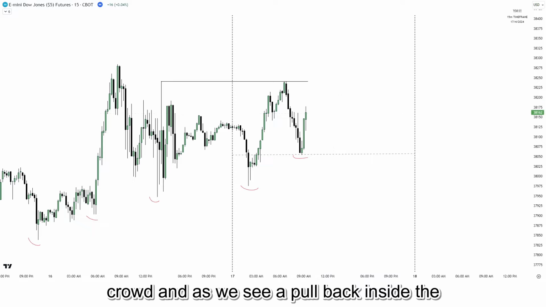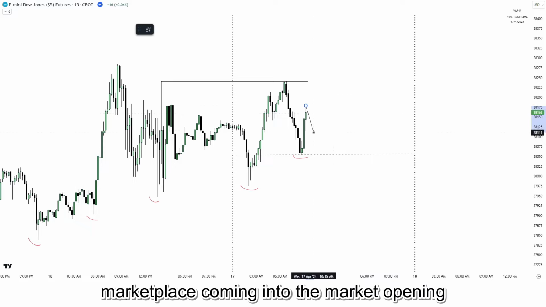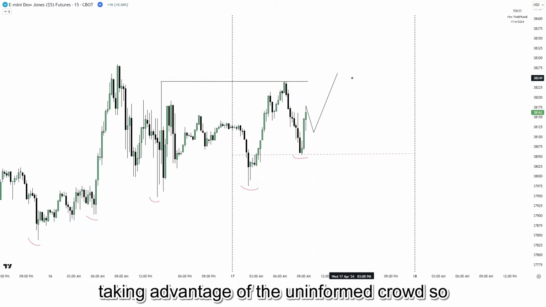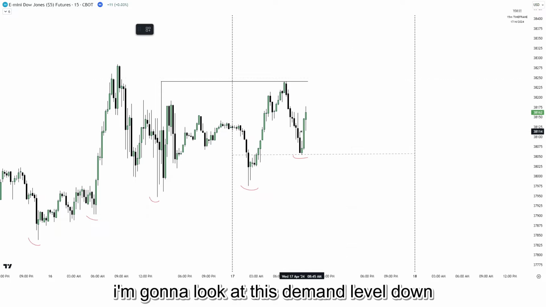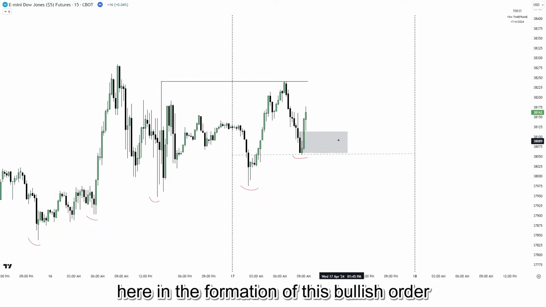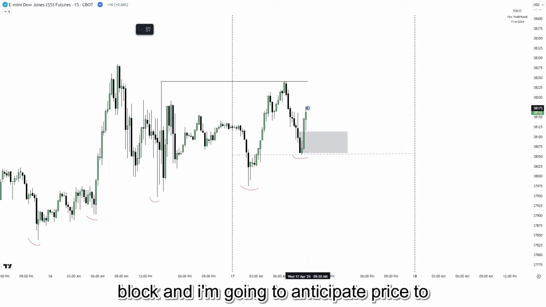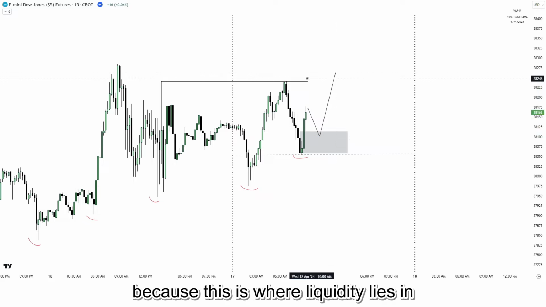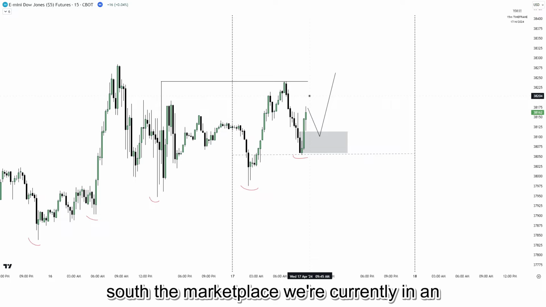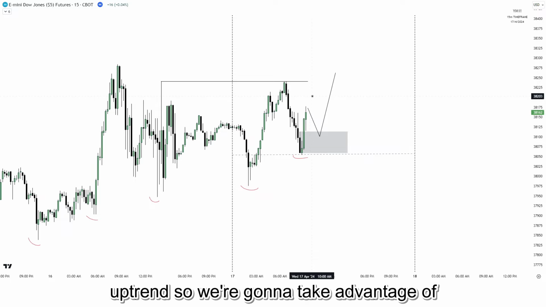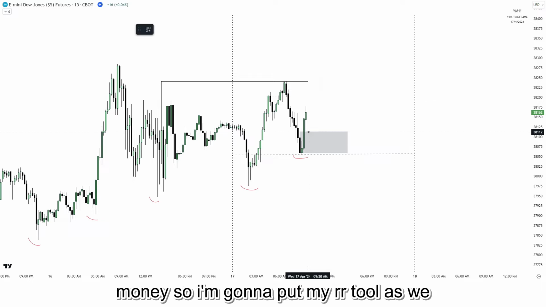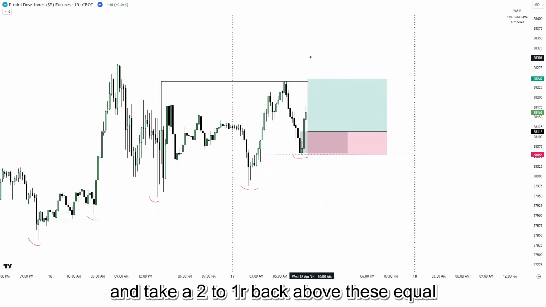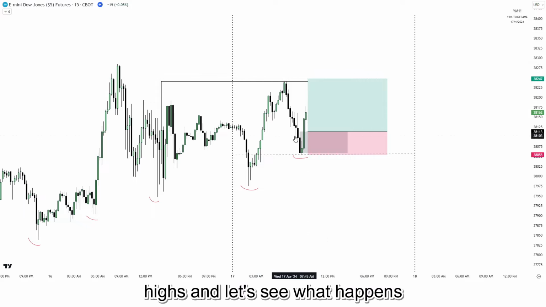And as we see a pullback inside of the marketplace coming into the market opening, we can then take that pullback trade into this liquidity pool, taking advantage of the uninformed crowd. So I'm going to look at this demand level down here in the formation of this bullish order block, and I'm going to anticipate price to reach down into this bullish order block level to then take out this liquidity pool above us, because this is where liquidity lies. We're currently in an uptrend, so we're going to take advantage of this information and trade with the smart money. So I'm going to put my RR tool as we enter this order block, stop loss down here, and take a 2-to-1 back above these equal highs, and let's see what happens.